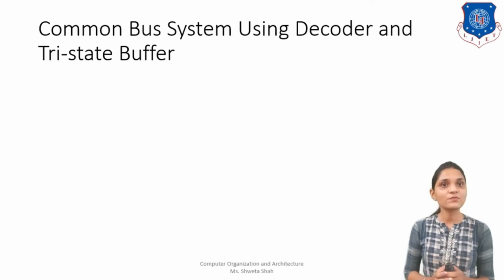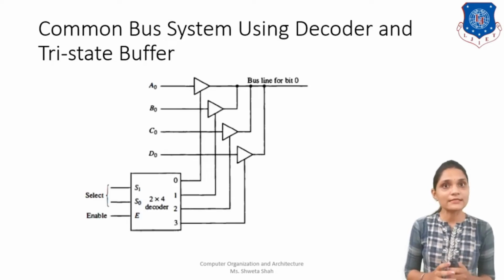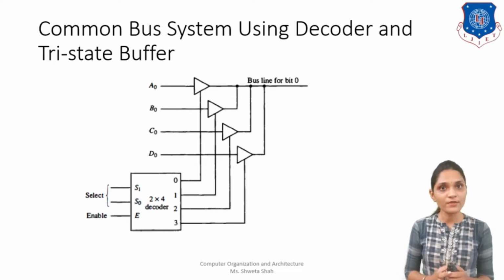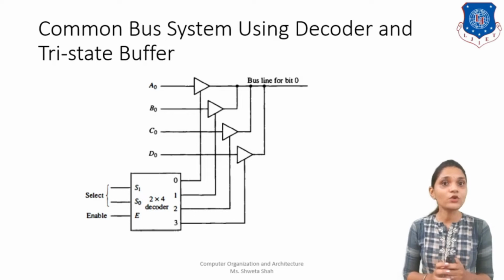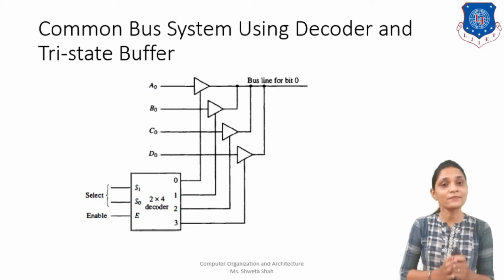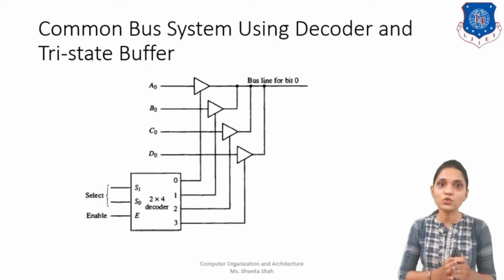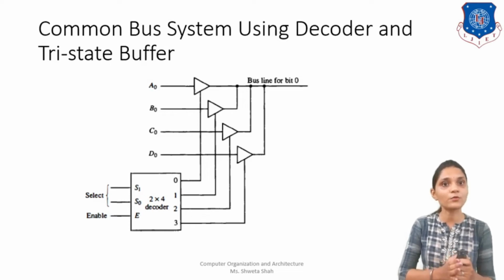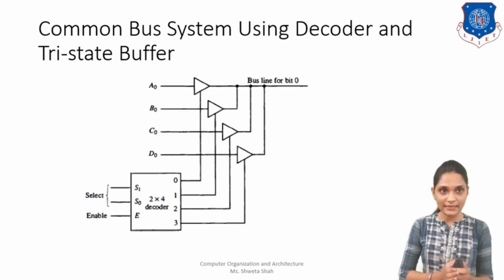With this tri-state buffer, we will require another circuit, that is a decoder. So this is the circuit diagram for a common bus system using decoder and tri-state buffer. This decoder is a 2x4 decoder. That means you have already learned what is a decoder. This decoder 2x4 means it has 2 inputs and 4 outputs, or you can say 2 selection lines, and according to the selection, any one output from these 4 will be activated.